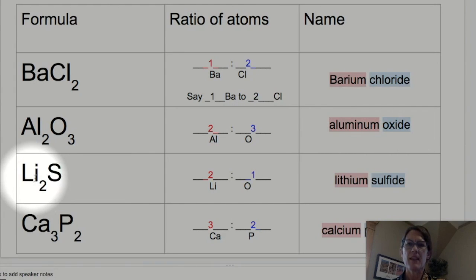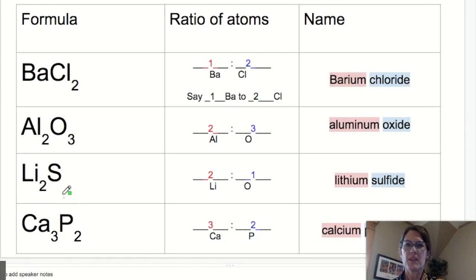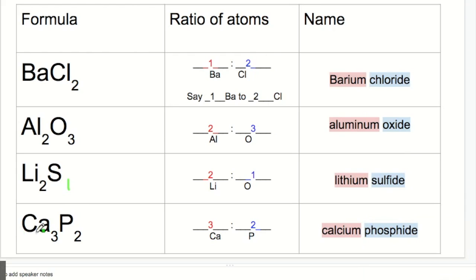Next one, Li2S. Remember when there's no subscript, that's the same as a 1. So that means 2 to 1. And that's called lithium sulfide. Sulfur becomes sulfide. So lithium sulfide. And then the last one, Ca3P2 means 3 Ca and 2 P, and that's called calcium phosphide.